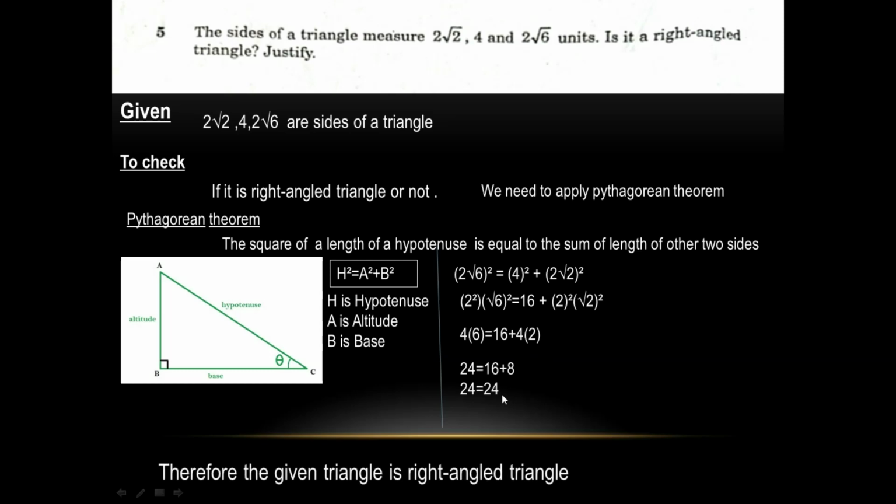Then we can say that LHS is equal to RHS. Therefore, the given triangle is a right angle triangle.